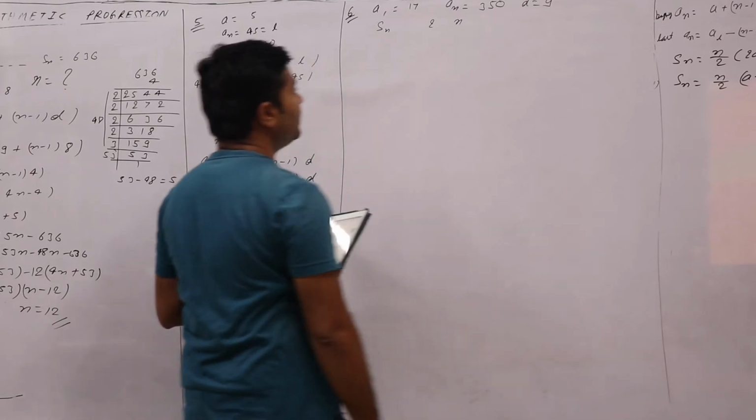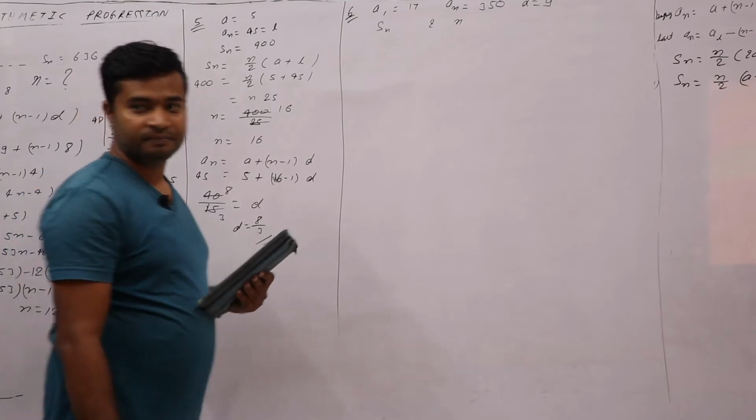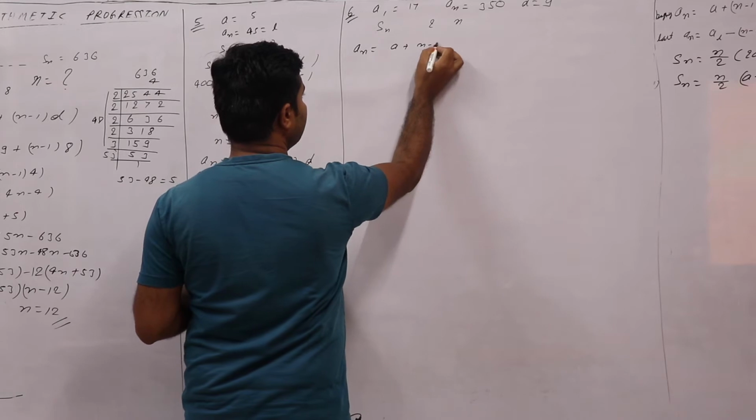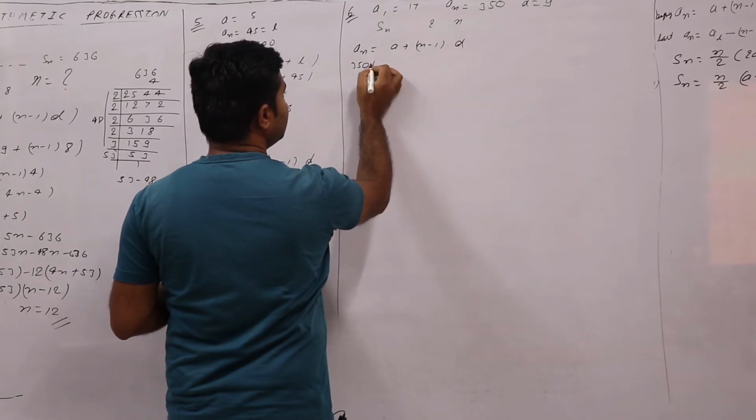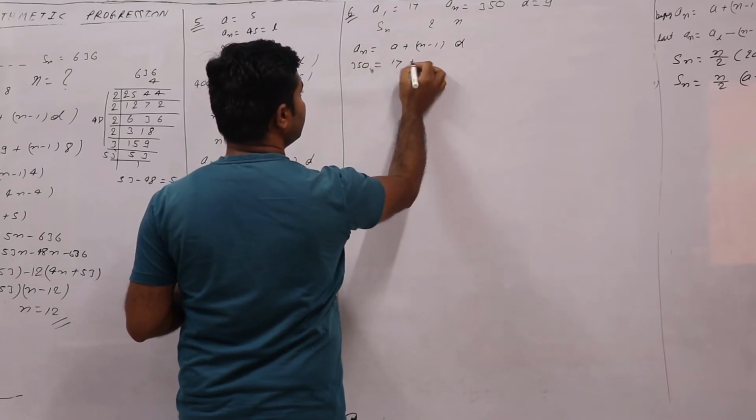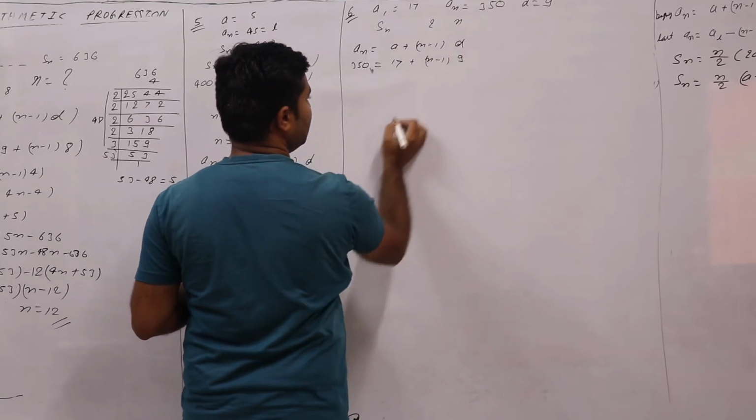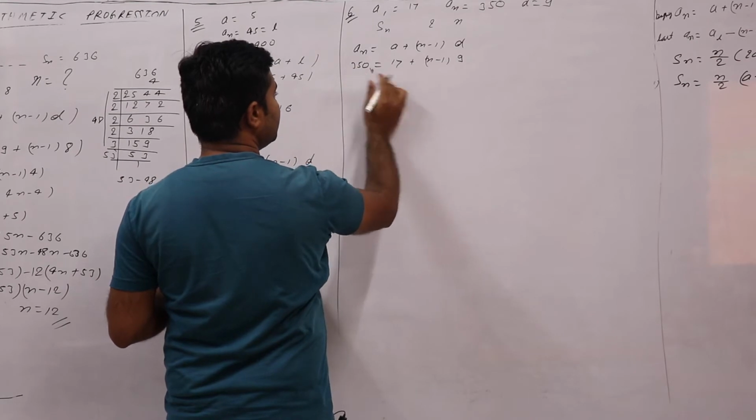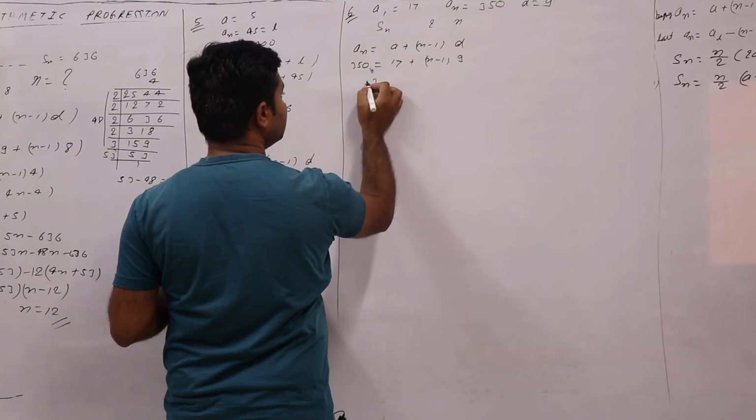So first we'll try to find n, because if we get n, we will be able to find Sn also. So an is equal to a plus (n minus 1) into d. An is equal to 350, so 350 equals 17 plus (n minus 1) into 9. Bring 17 to this side, so 350 minus 17 is 333, and this is 9.